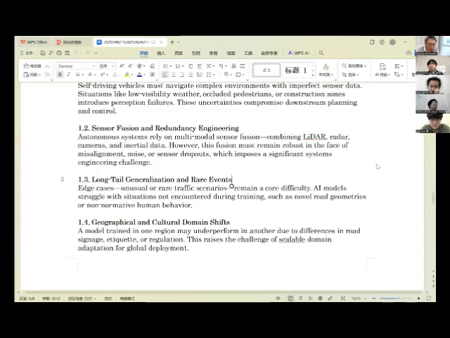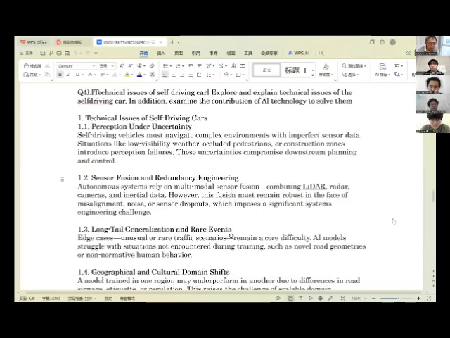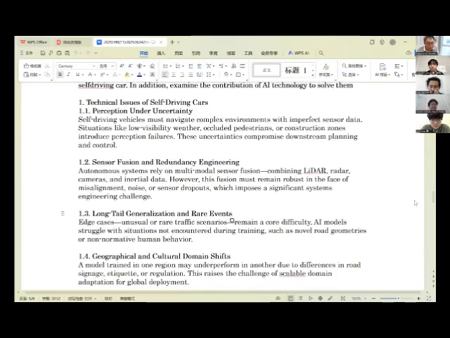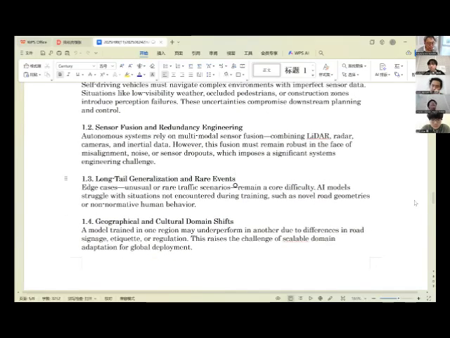Actually, these days, AI researchers are basing autopilot and AI driving on end-to-end models. However, it has already become a fairly serious problem, especially for long-tail generalization as well as perception under uncertainty. The first part is the long-tail generalization.